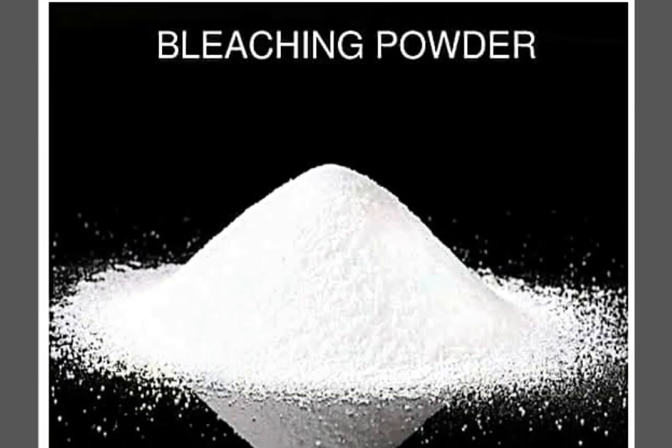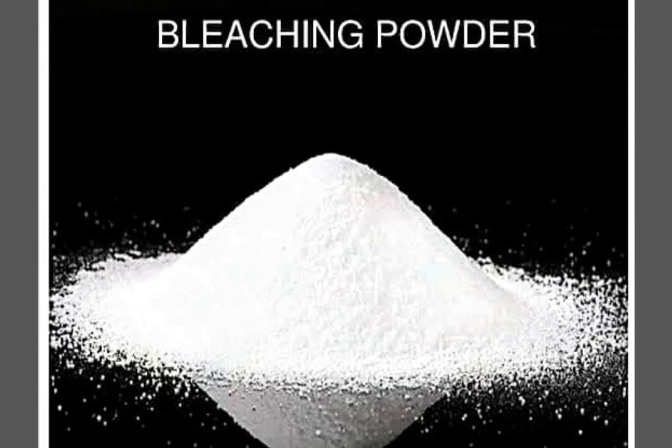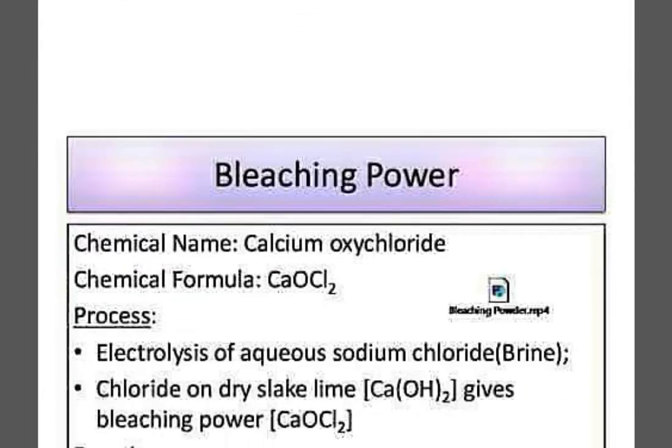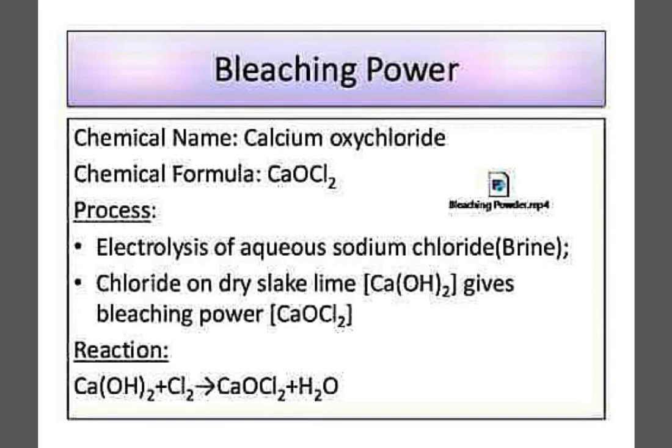So this is how the bleaching powder looks. It's a white colored powder, as you can see here in the picture. The chemical name of bleaching powder is calcium oxychloride and its chemical formula is CaOCl2. Now we will talk about how it is obtained, then its reaction, and at the same time the properties as well as the uses.